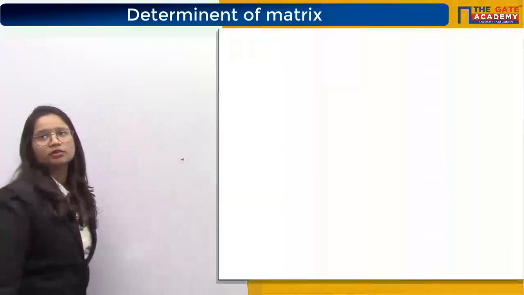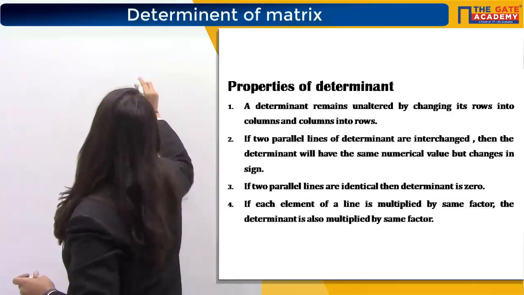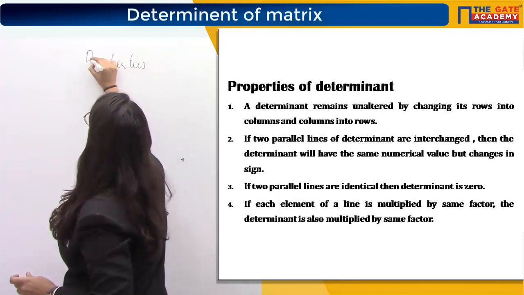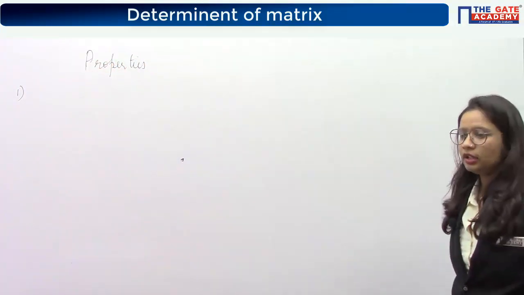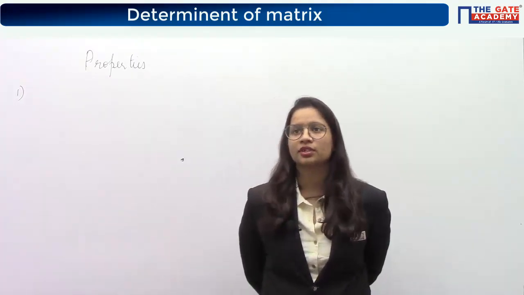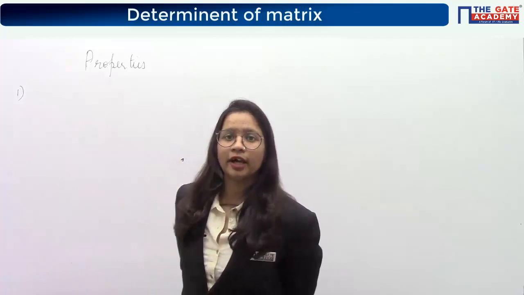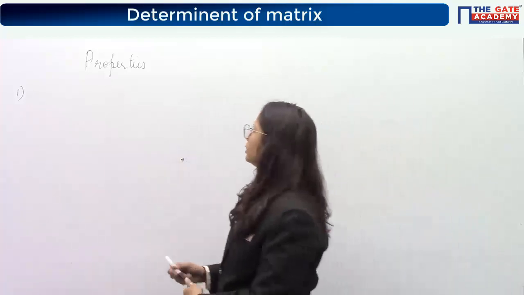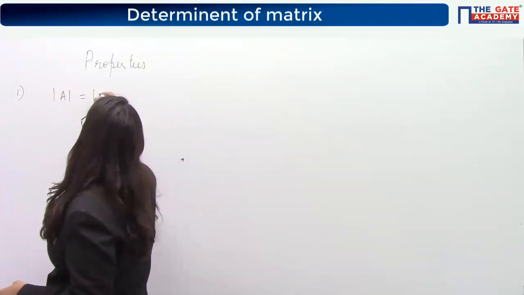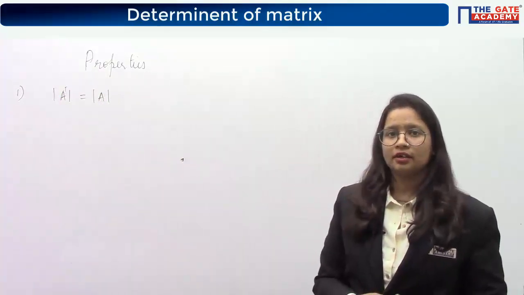Write down the first property also. Properties of determinant. First property given in the slide: determinant remains unaltered by changing its rows into columns and columns into rows. What do you mean by that? That if you take the transpose of the matrix, then the determinant value will remain what? Same. So the first property basically implies that the determinant of A transpose is equal to the determinant of A. Got it or not?